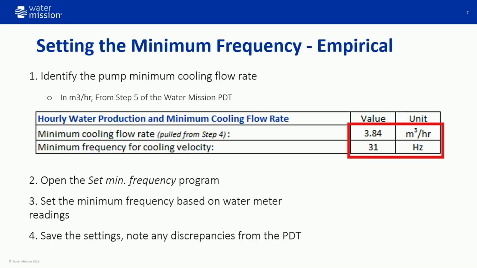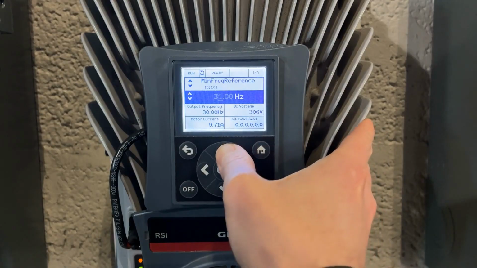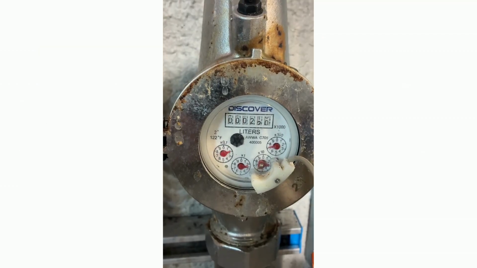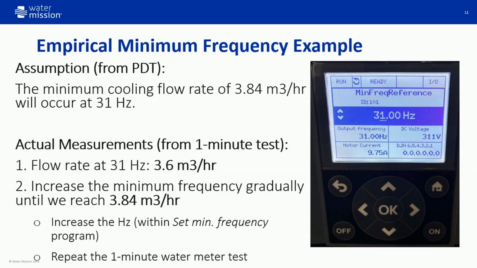Since we need to reach 3.84 meters cubed per hour, the frequency must be increased to increase our pumping rate. Go to the RSI and increase the frequency within the set min frequency program 1 or 2 Hz and repeat the 1 minute water meter test, making notes of the flow rate at each frequency until you reach the required minimum cooling velocity. At 31 Hz, the flow rate was 3.6 meters cubed per hour, so we need to increase the frequency and repeat the 1 minute water meter test till we reach 3.84 meters cubed per hour.